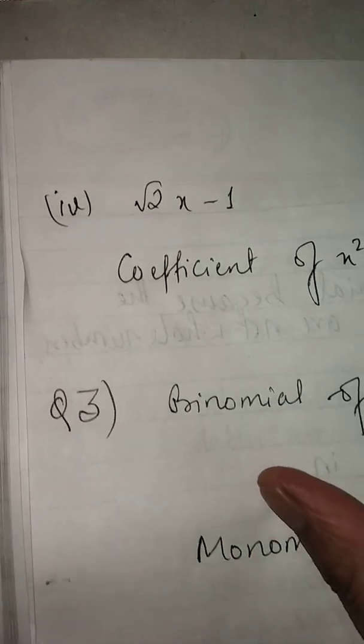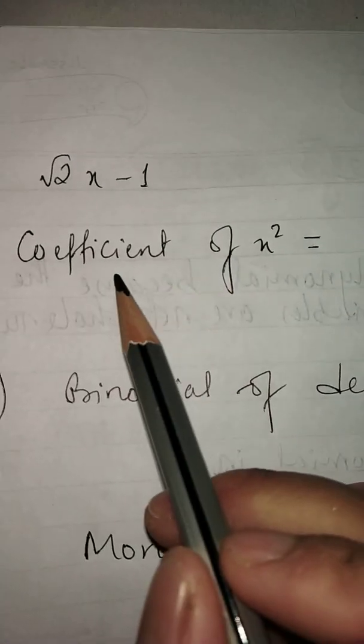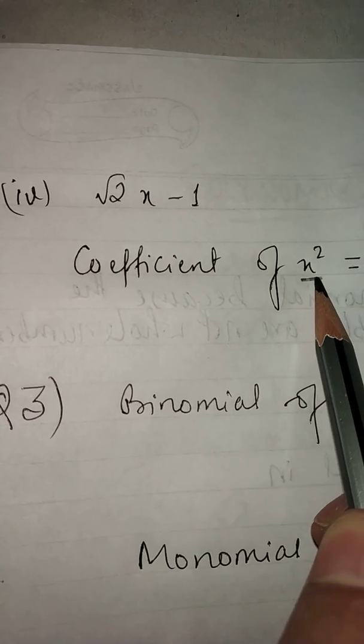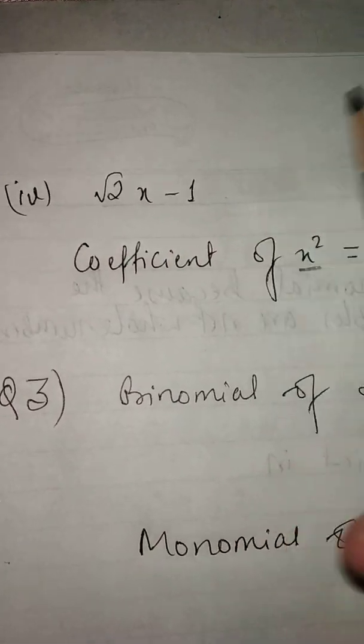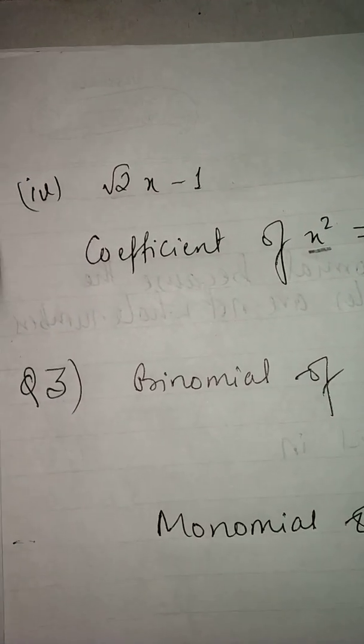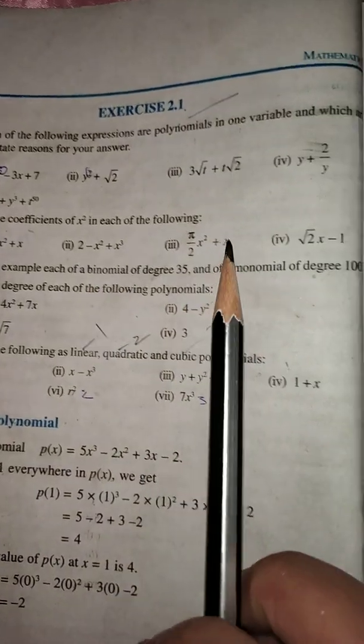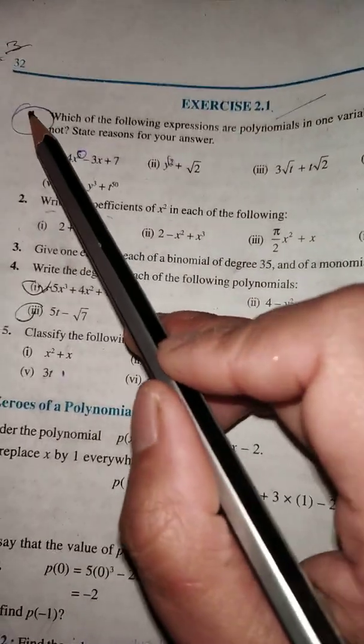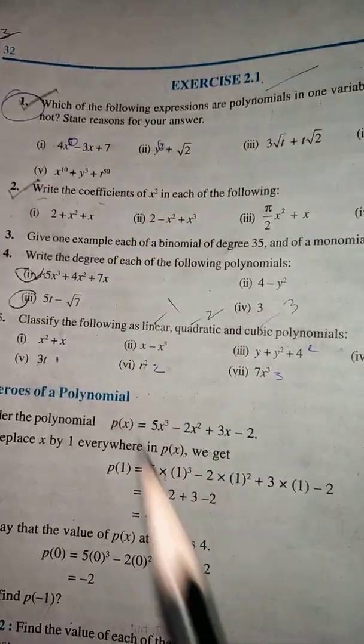Now next is root 2 x minus 1, and you are asked about the coefficient of x square, but we don't have x square here, that is why it becomes 0. No x square means the number before x square is 0. Okay, so with this we have completed question number 2. I hope you all understood question number 1 and question number 2 as well.